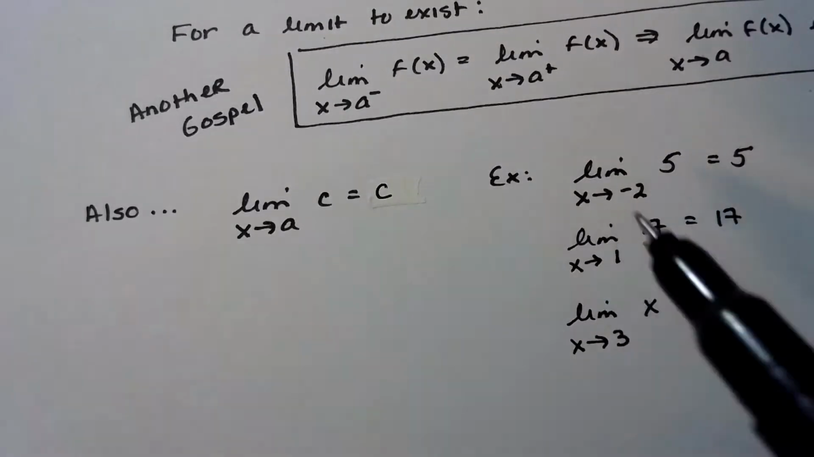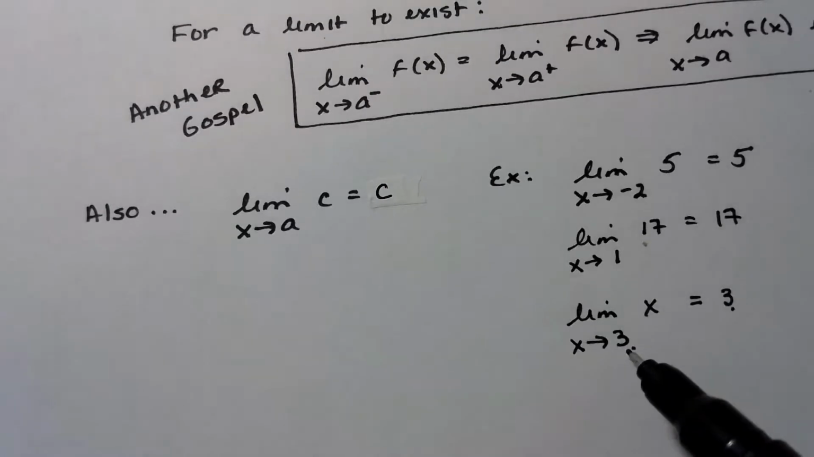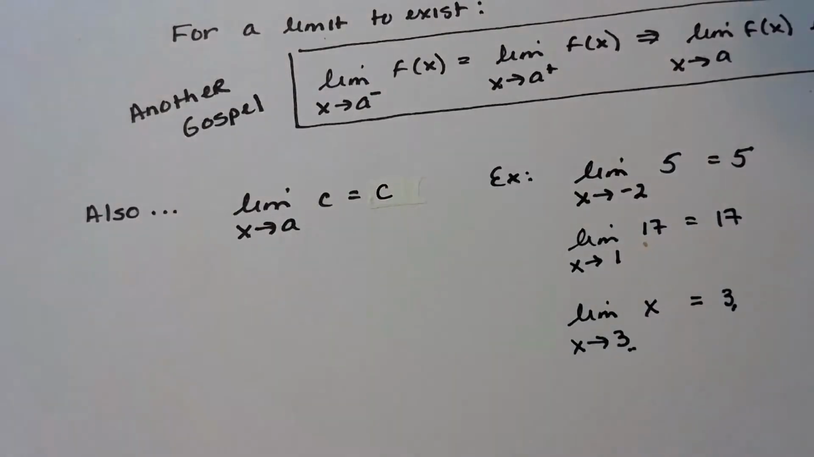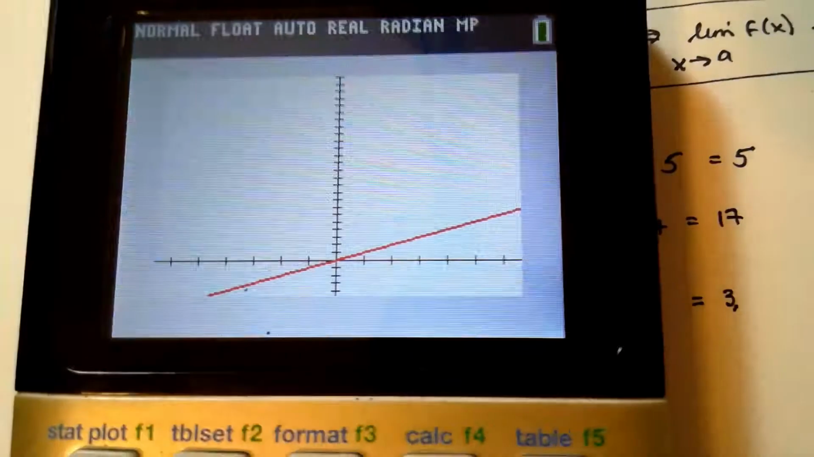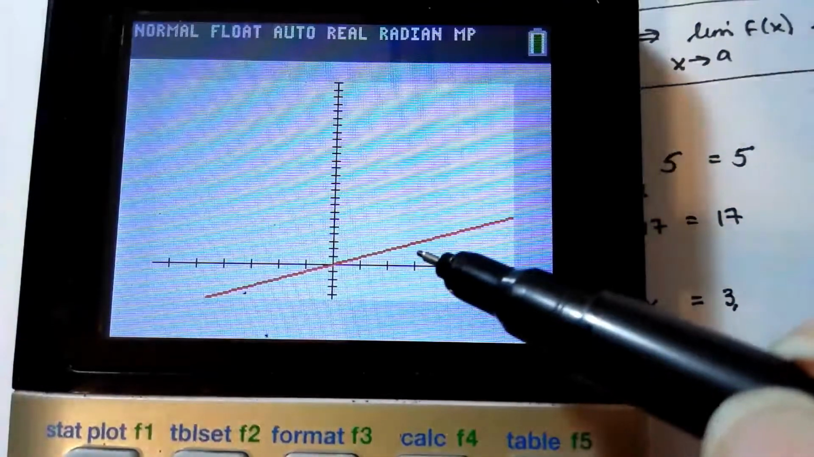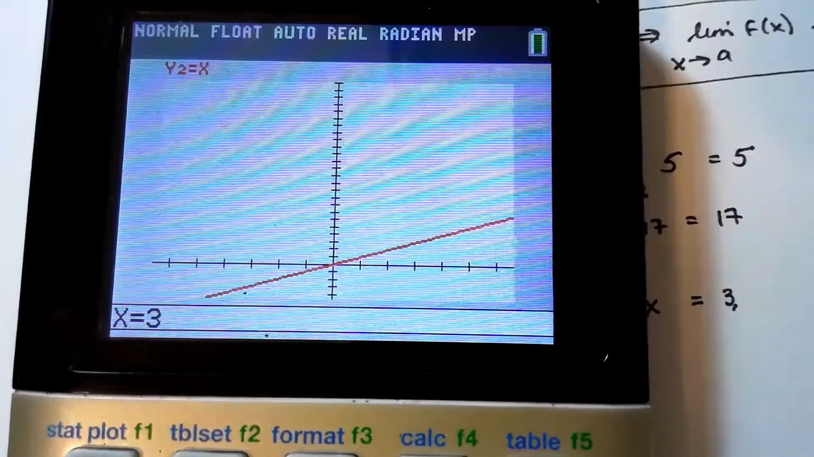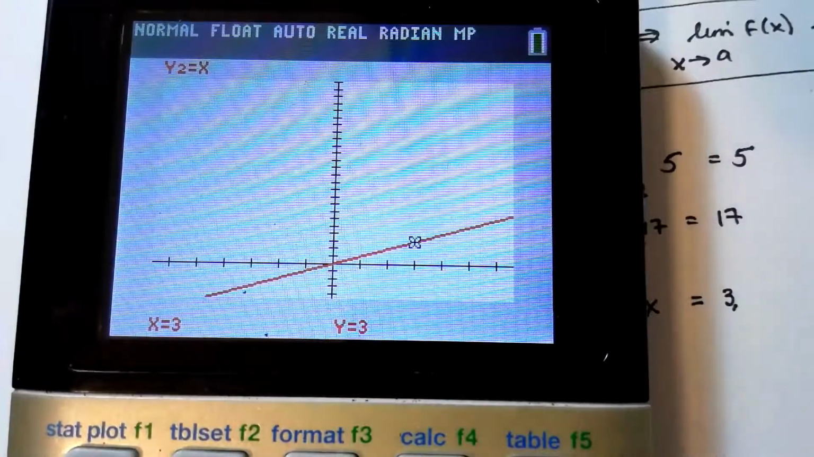Okay, so you see how these two match? So let me put that in there. I didn't prepare enough. Let's graph y equals x. And it makes sense, right? Because when x is 3, y is 3. Let's try it. Trace it, right? When x is 3, y is 3.